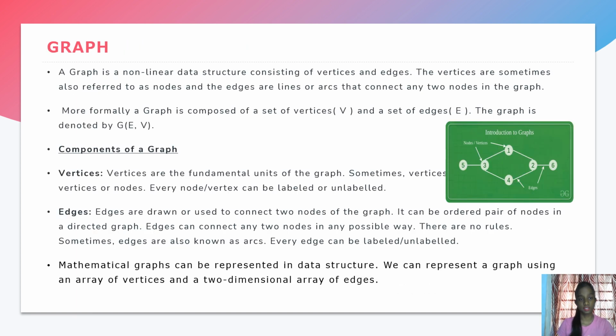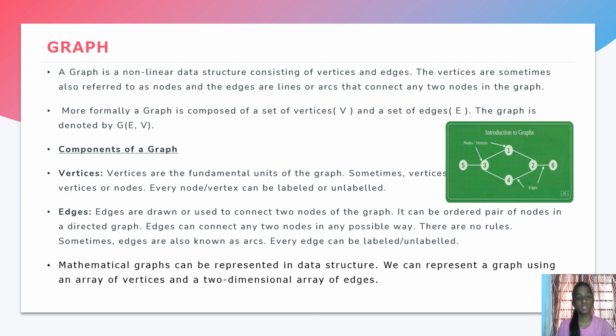Next we'll see what are graphs. A graph is a non-linear data structure consisting of vertices and edges. The vertices are sometimes also referred to as nodes, and edges are lines or arcs that connect any two nodes in the graph. More formally, a graph is composed of a set of vertices and a set of edges. The graph is denoted by G(V, E).